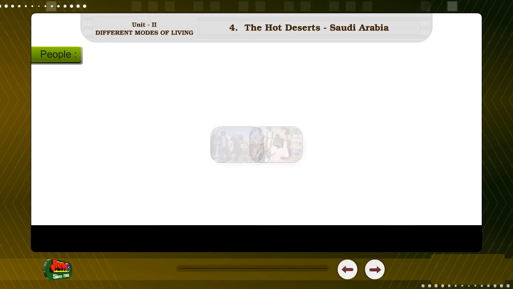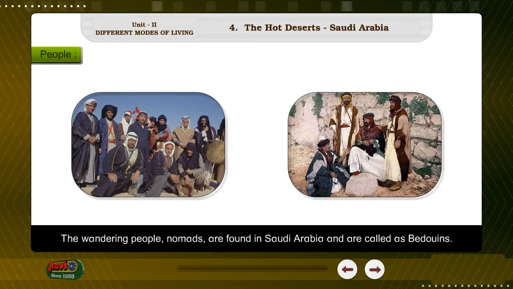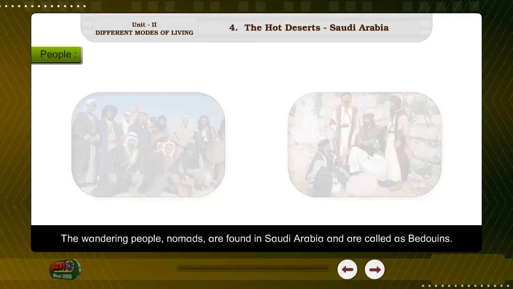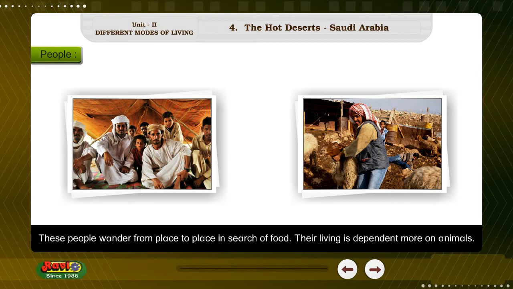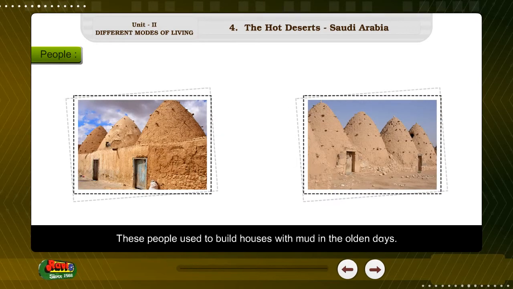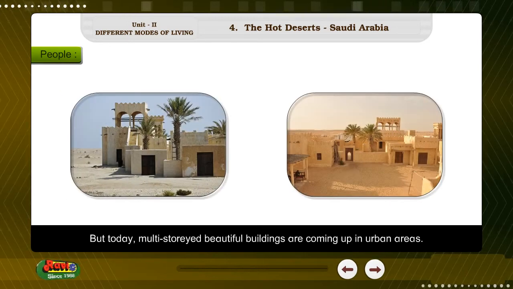People. The wandering people, nomads, are found in Saudi Arabia and are called Bedouins. These people wander from place to place in search of food. Their living is dependent more on animals. These people used to build houses with mud in the olden days. But today, multi-storied beautiful buildings are coming up in urban areas.